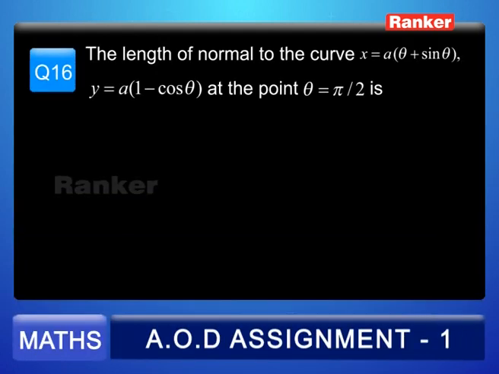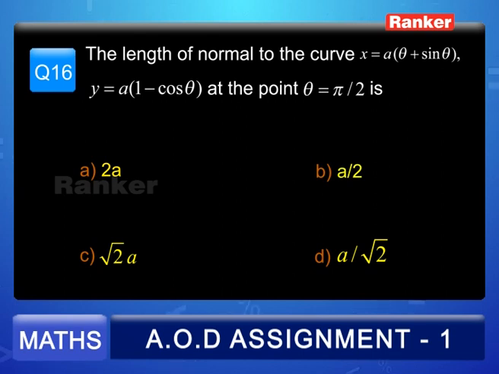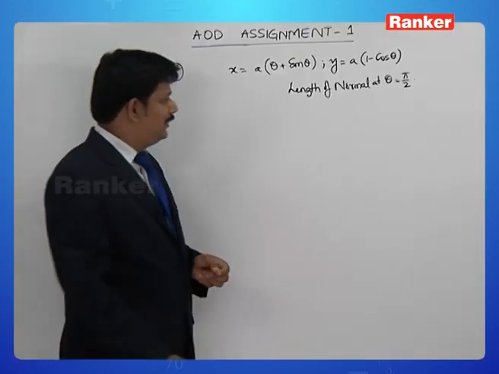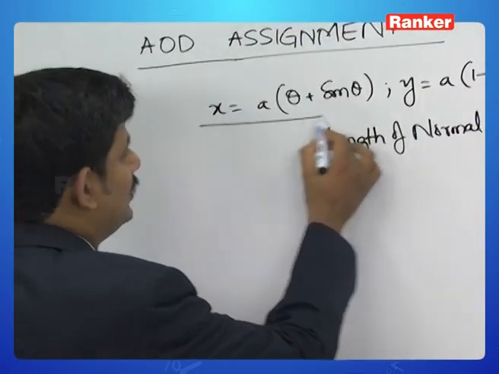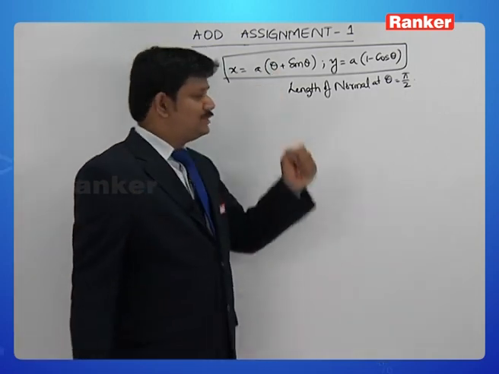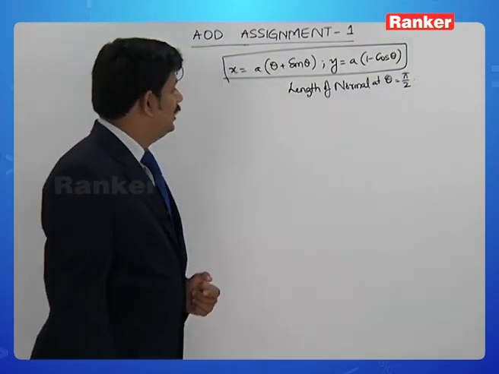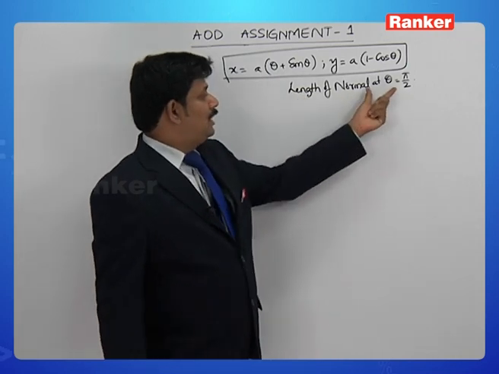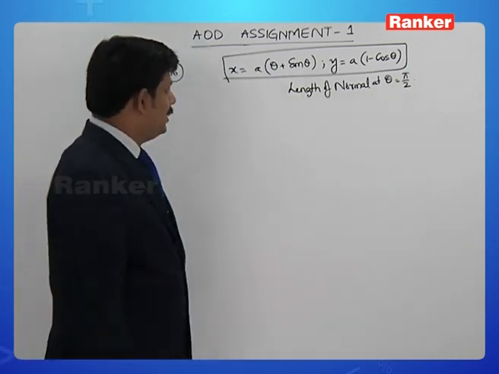Next question: the length of the normal to the curve x equals a into theta plus sin theta, y equals a into 1 minus cos theta, at the point theta equal to pi by 2 is: option A, 2a; option B, a by 2; option C, root 2a; option D, a by root 2. We are asked to find the length of the normal to the curve. The curve is again given in parametric coordinates. X is given as a function of theta, y is given as a function of theta, and we are asked to find the length of the normal at the point theta equal to pi by 2.